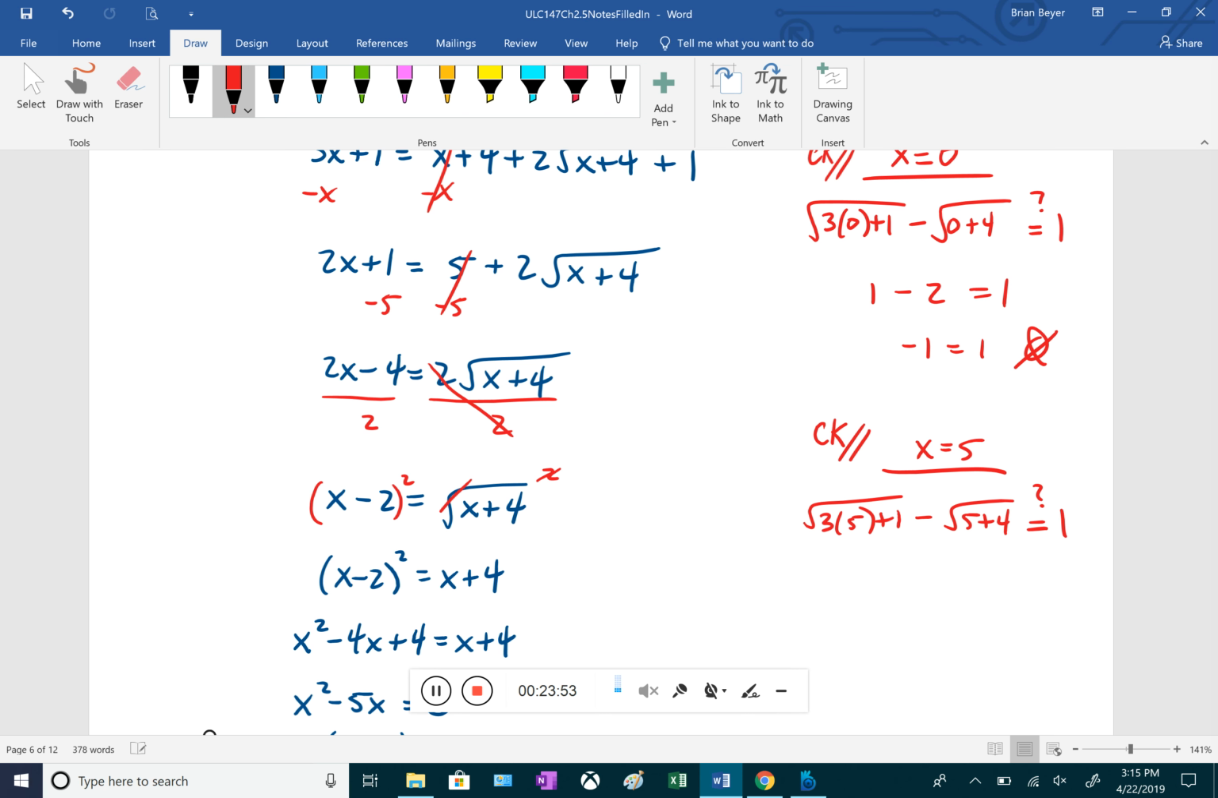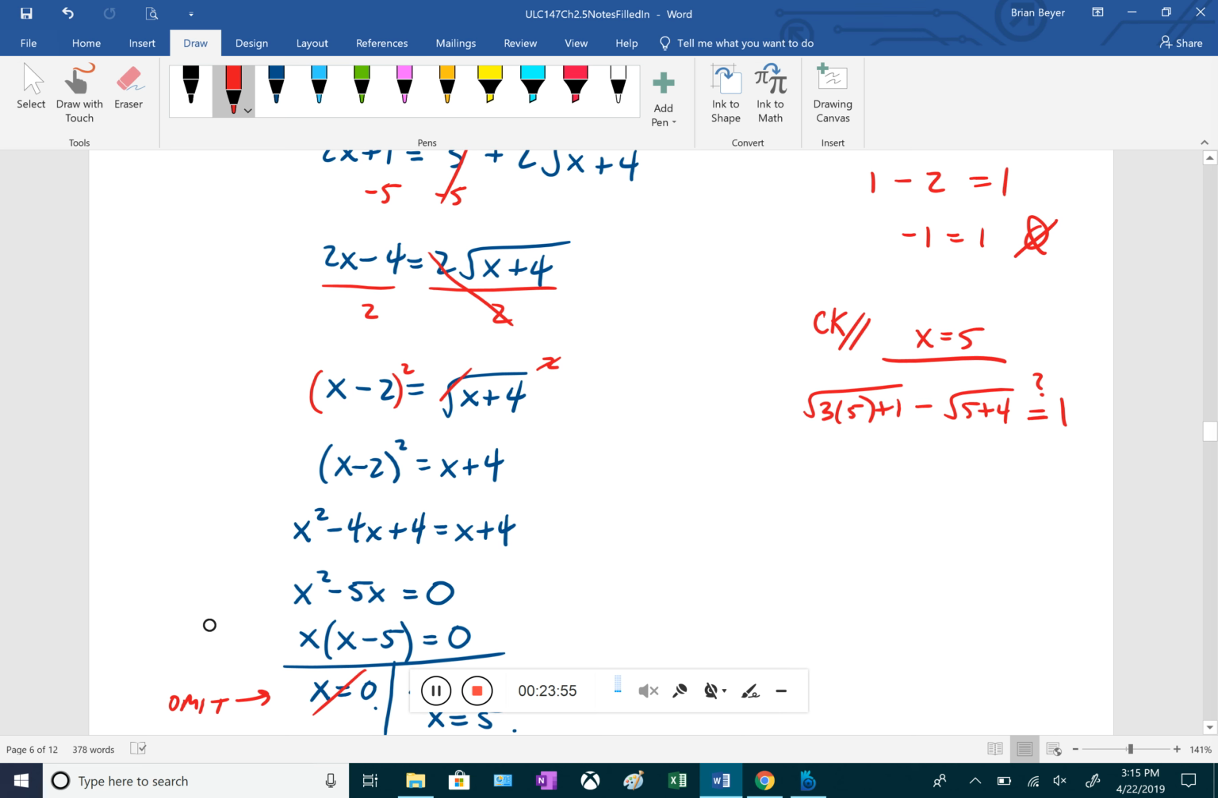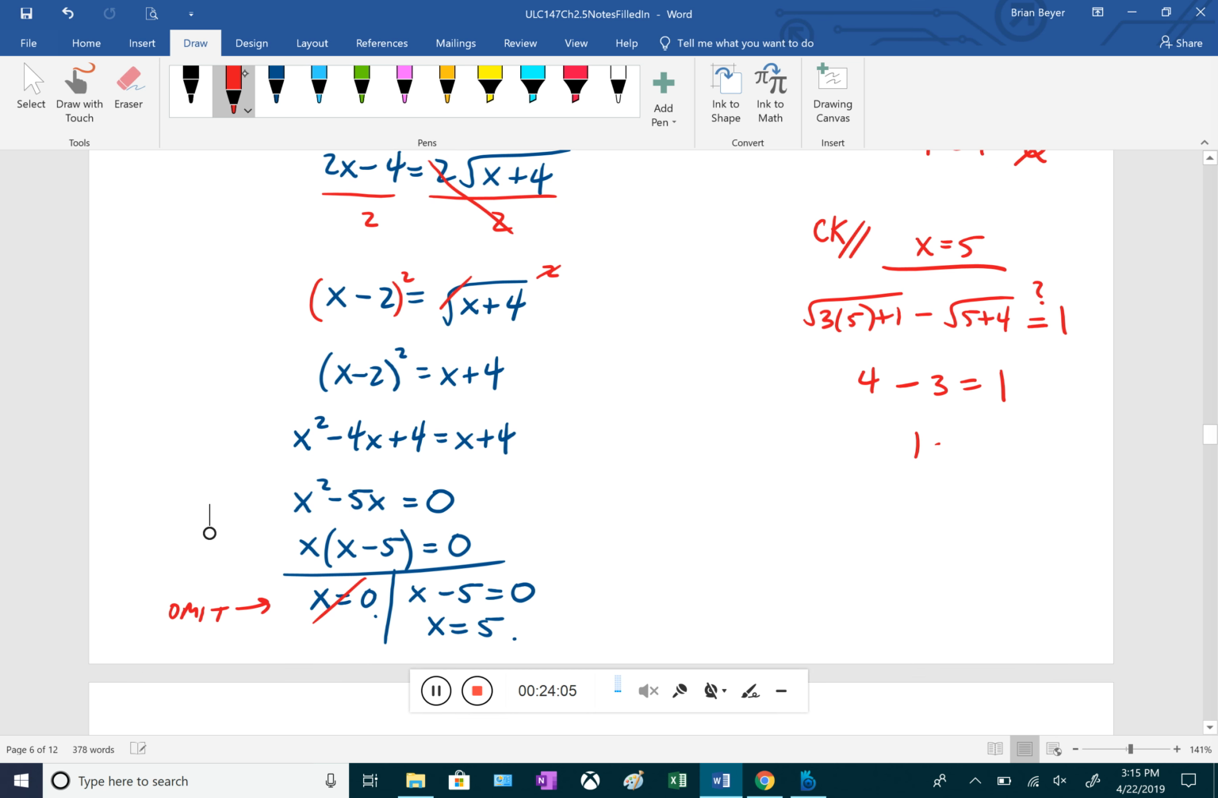And we simplify it. First one, we get 15 plus 1 is 16. Square root of 16 is 4. Second one, we get square root of 9, which is 3. We get 4 minus 3, which is 1. So that one actually works out. So we only get one answer here, and it is x equals 5.